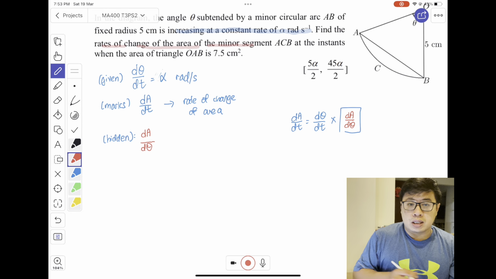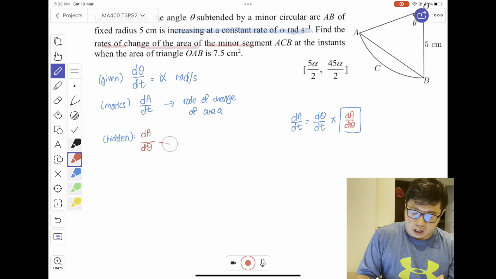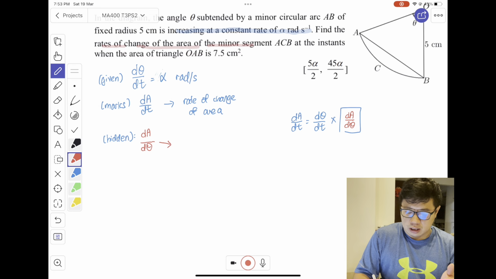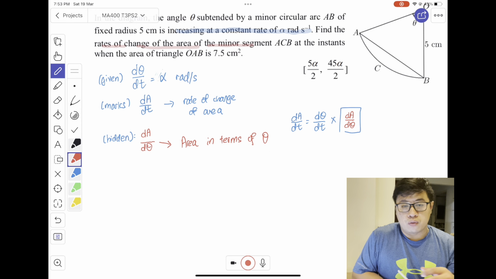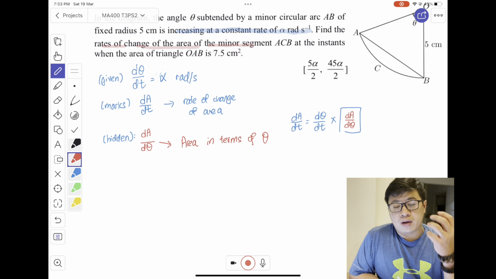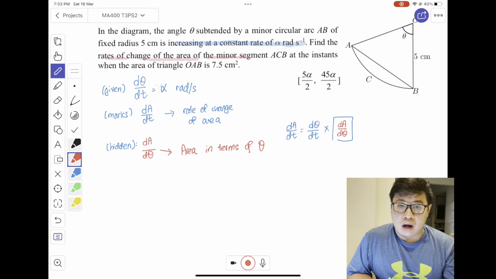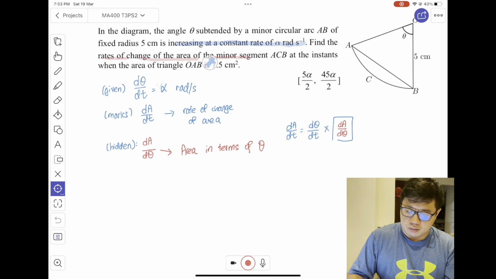If we need dA d theta, we first need to have an area that we can differentiate with respect to theta. We need to have an area in terms of theta in order for us to go about the differentiation. So we have A as a function of theta, then we can do the differentiation. Also, let's look at what the area we are finding is. The area here refers to the area of the minor segment.